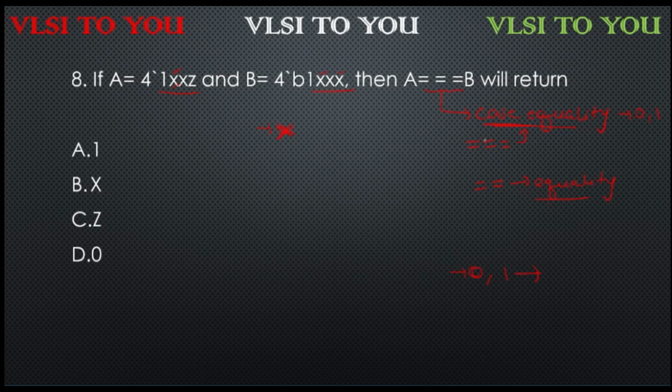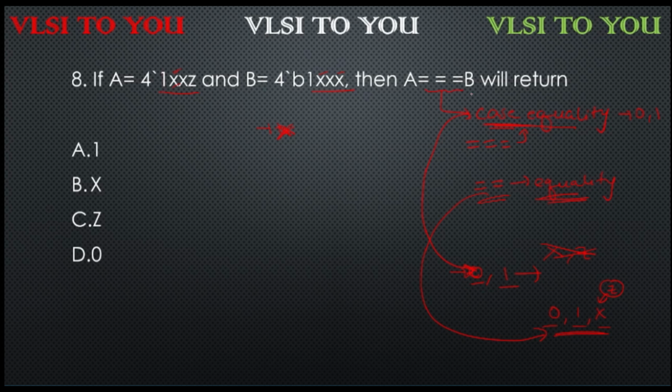The output of case equality can never be x or z. It can be either 0 or 1. But in case of equality, it is not like that. In case of equality, the output can be either 0 or 1 or x, but not z, because z is also considered as x in equality. So either 1 or 0 or x. These are the three possibilities when it comes to equality. But when it comes to case equality, only two options, either 1 or 0.